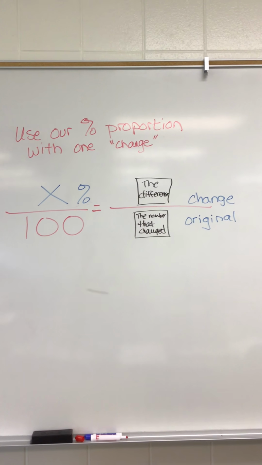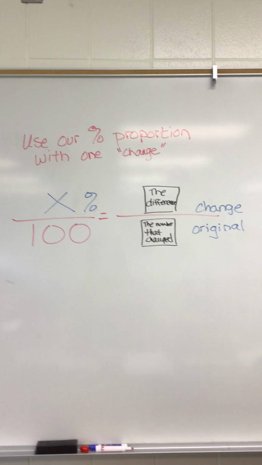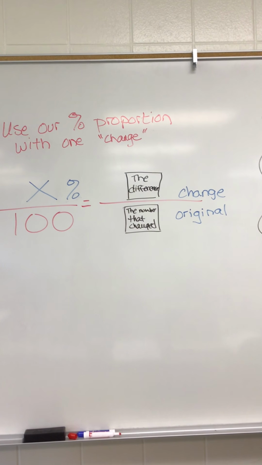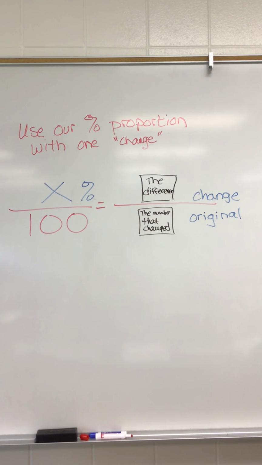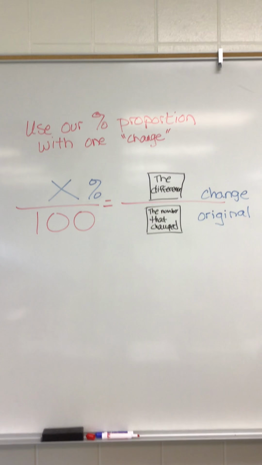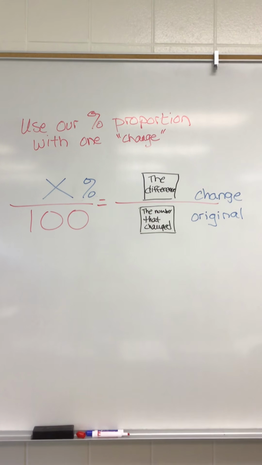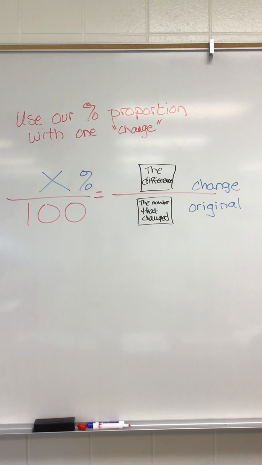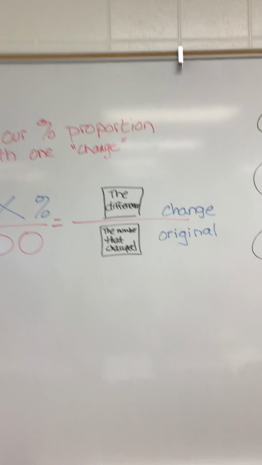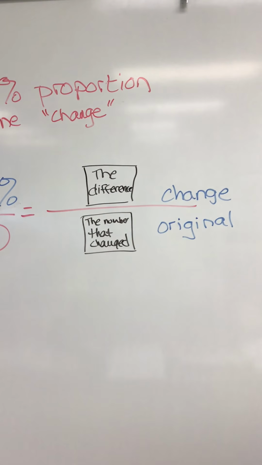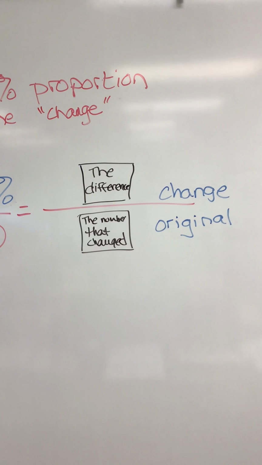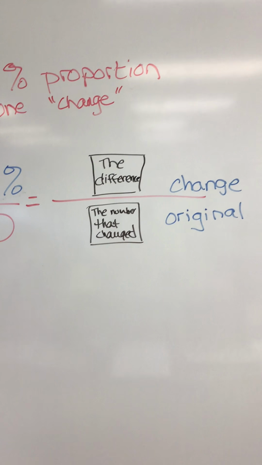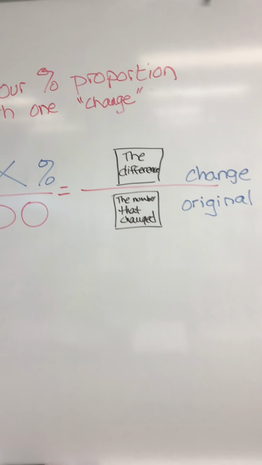Okay, so again, our proportion looks like this. x percent over 100 equals change over original. So if you look from left to right, the setup of the proportion looks like percent change. We write the symbol percent and the word change so that we know that's what we're calculating. Now the black writing here is the values that are going to go there. The difference between the two numbers is going to be the change that's going to go in the numerator, and the number that changed, or the original number, is going to go in the denominator.